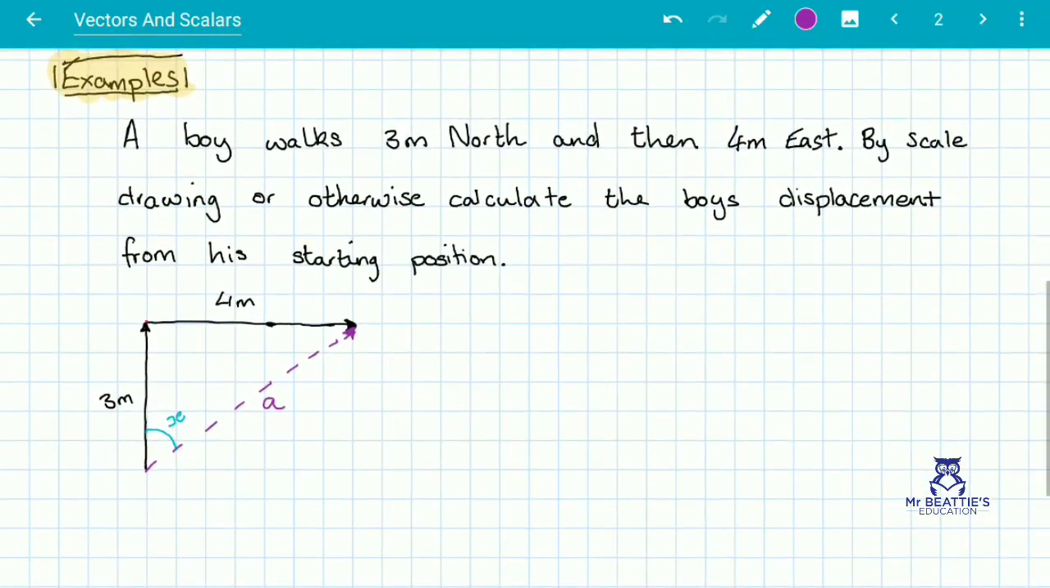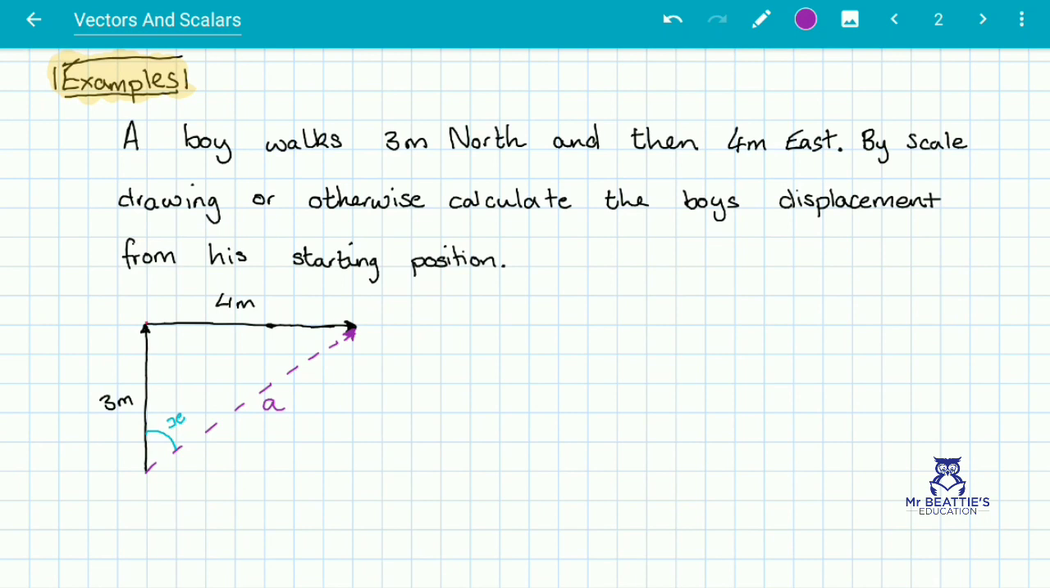So we have a boy who's walking 3 meters north and then 4 meters east, and by scale diagram or otherwise calculate the boy's displacement from his starting position. Now you remember from the last video that we said displacement was your distance from your starting point, not the actual distance that you've travelled.